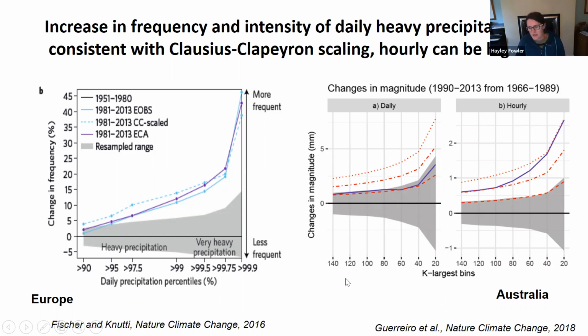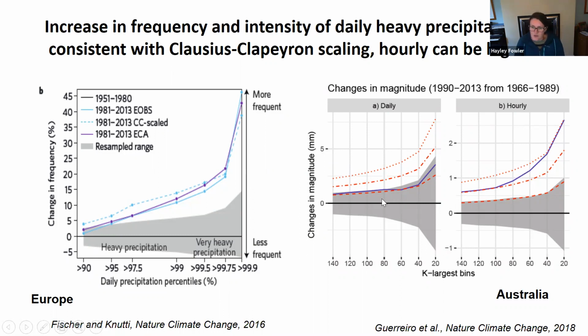What you can see on the right is some work that was published by Selma Guerreiro in Nature Climate Change in 2018, using the same approach to look at the changes in intensity between 2 different time periods for daily and hourly rainfall extremes. And again, it's a very similar approach. Rather than looking at percentiles, now looking at these K largest bins, where, for example, the 20 largest bin would be the 20 largest events in each time period. So looking at the difference in intensity between the 20 largest events between the 2 time periods. And the same with between 40 and 20, for example, you look at the next highest 20 events.